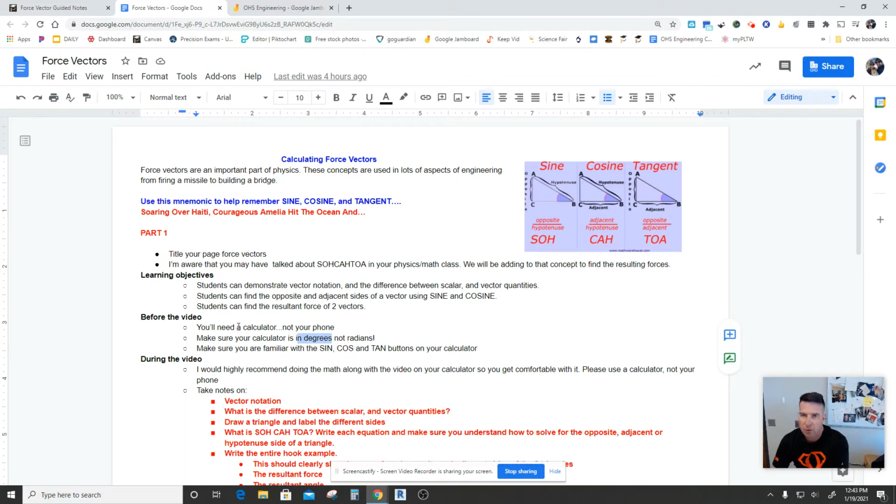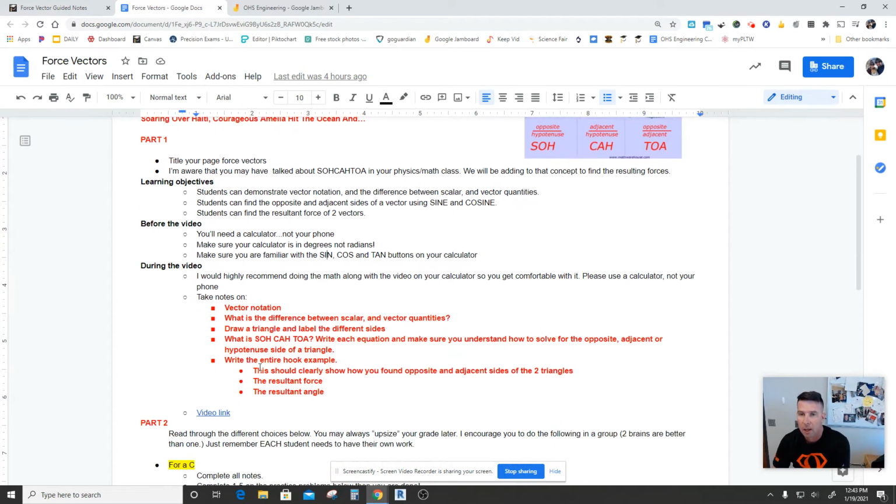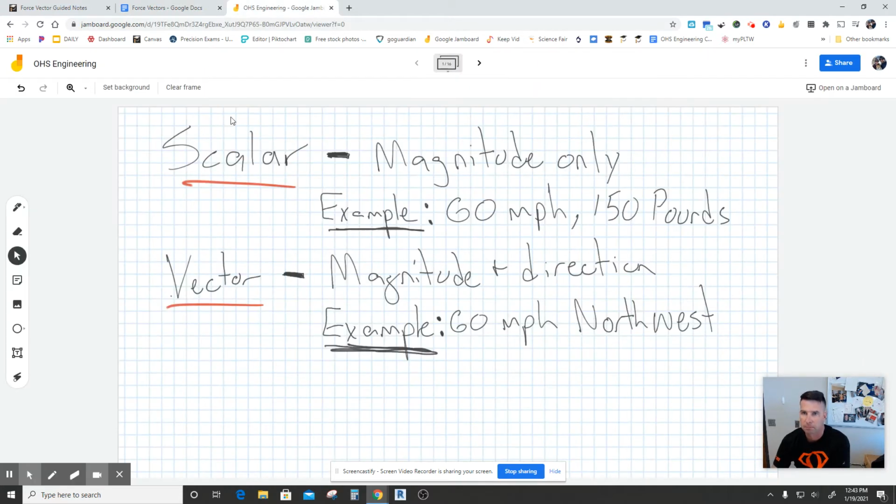You can use your phone if you turn it sideways, with your iPhone, it turns into a scientific calculator. It might be a little bit awkward. If you have a normal calculator, I would recommend it. I am going to cover all of these things in red, and if you just follow along, you'll be all done for what is part one for force vectors. Okay, let's jump right in.